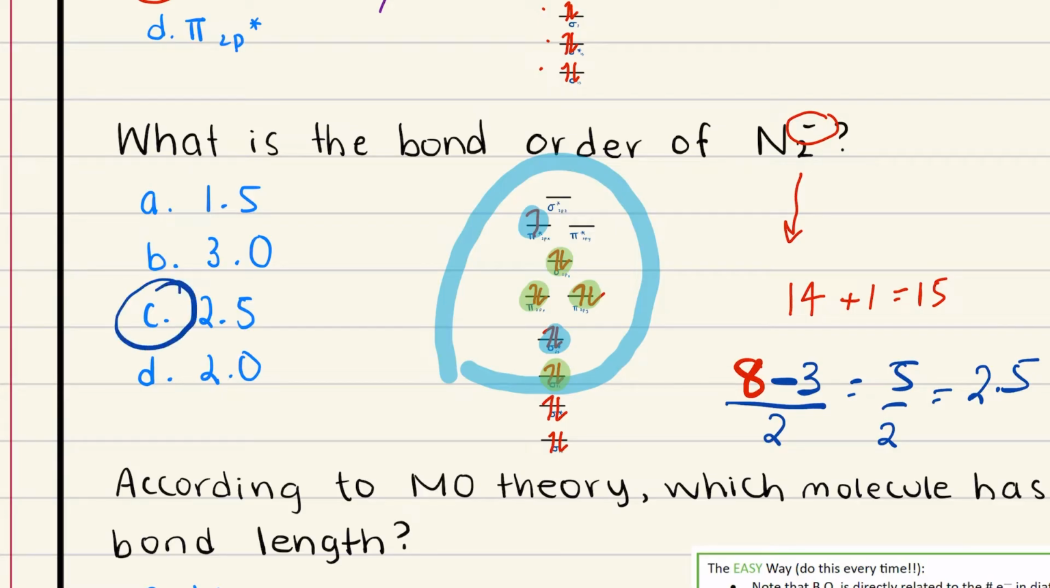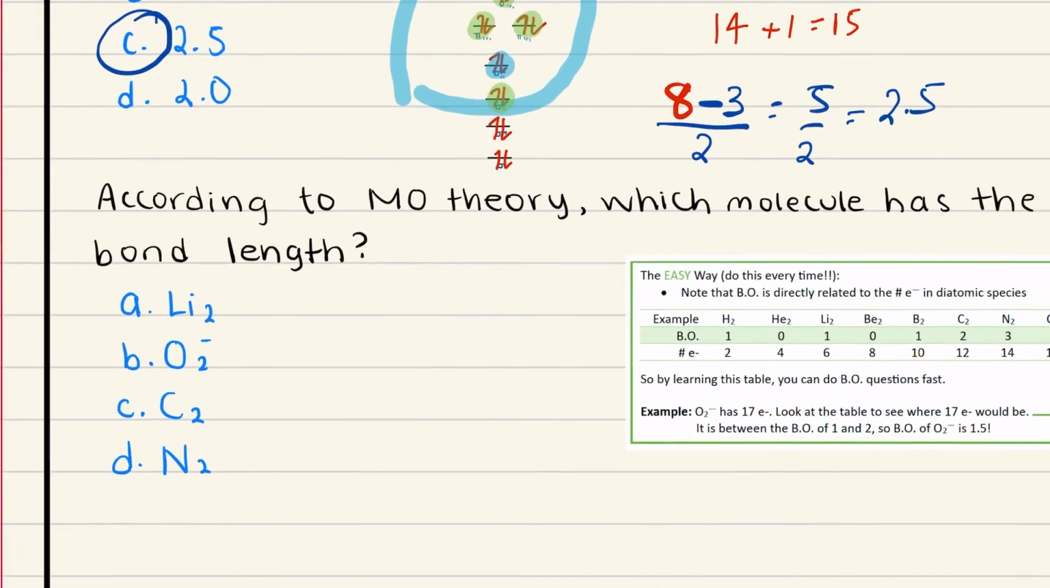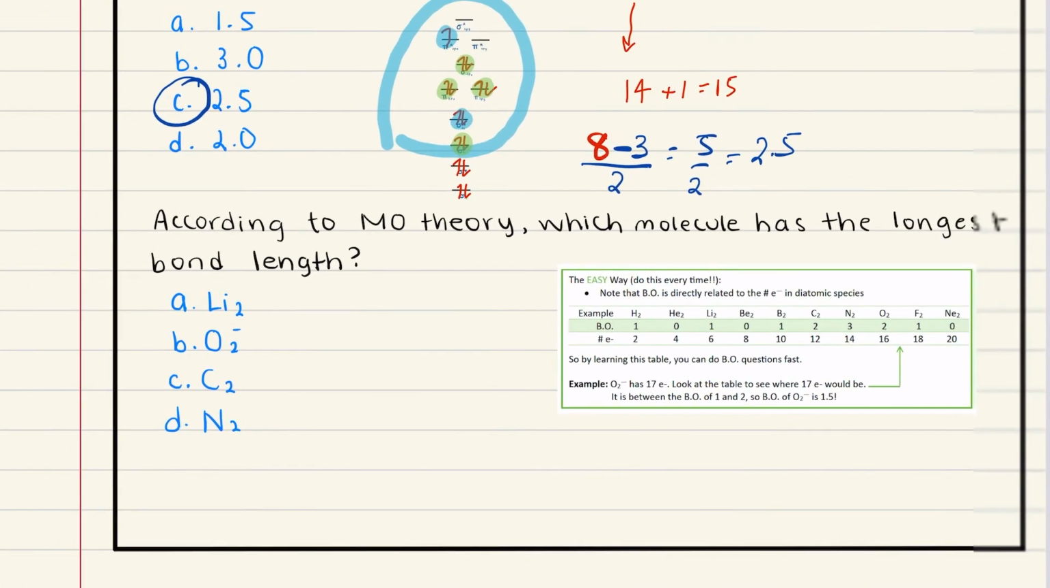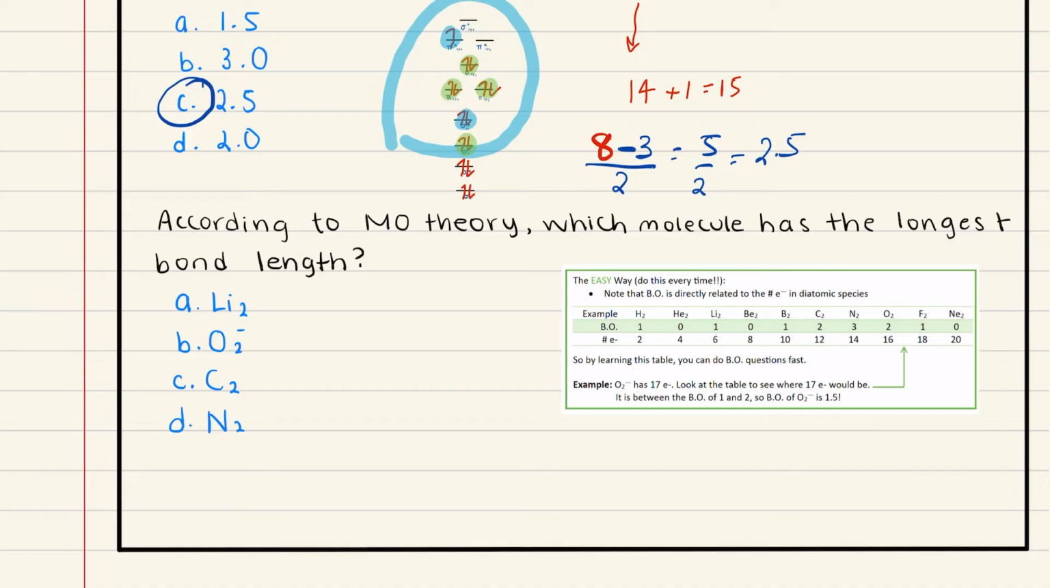Now, there's an easier way to do this without having to draw the molecular orbital diagram. We're going to get into that trick in this last problem. This last problem says, according to molecular orbital theory, which molecule has the longest bond length? First, we need to recall that bond length is inversely related to bond order. The higher the bond order, the shorter and stronger the bond.